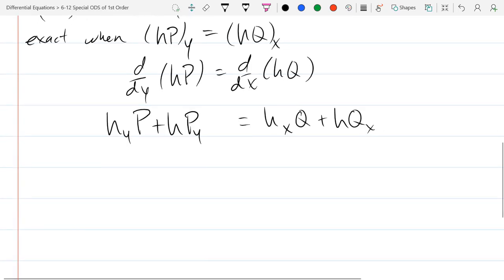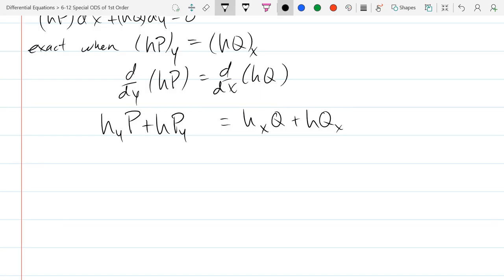So what we're going to do is make some assumptions on h and see what that would lead to. The first one is we're going to suppose h depends only on y, and then we're going to suppose h only depends on x, and then we'll suppose h depends on x times y. So there will end up being three cases. So we're going to further suppose h depends only on y.